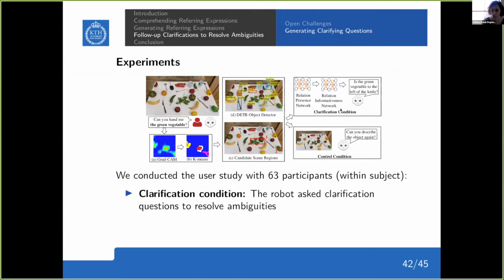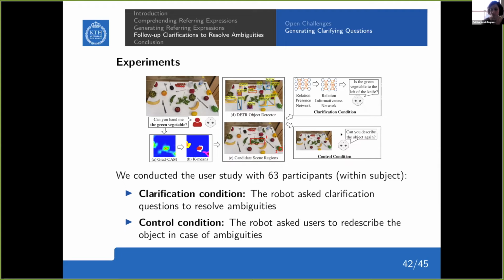In the clarification condition, whenever there were ambiguities, the robot was asking questions like, is the green vegetable to the left of the knife? But in the control condition, when there were ambiguities, it was asking, can you describe the object again, as in the application of many previous studies.